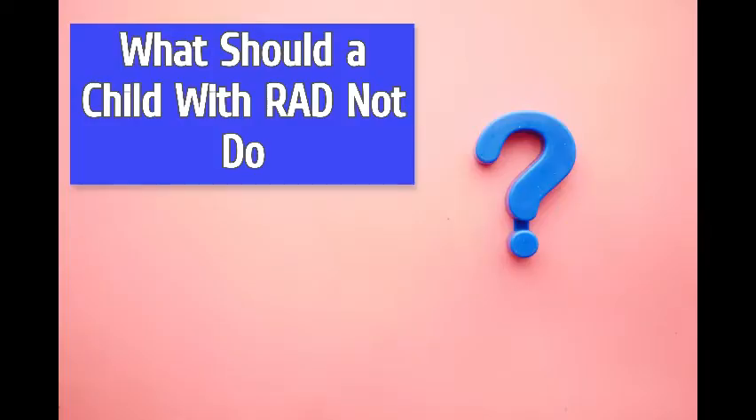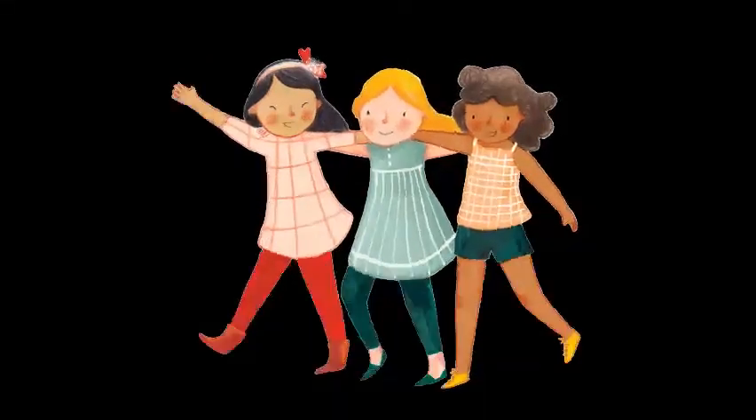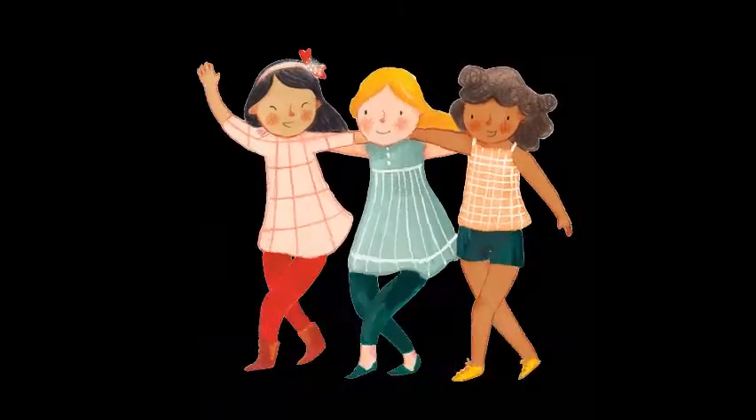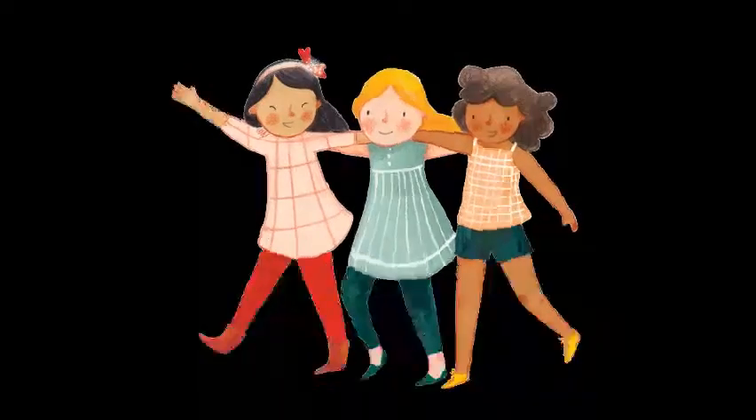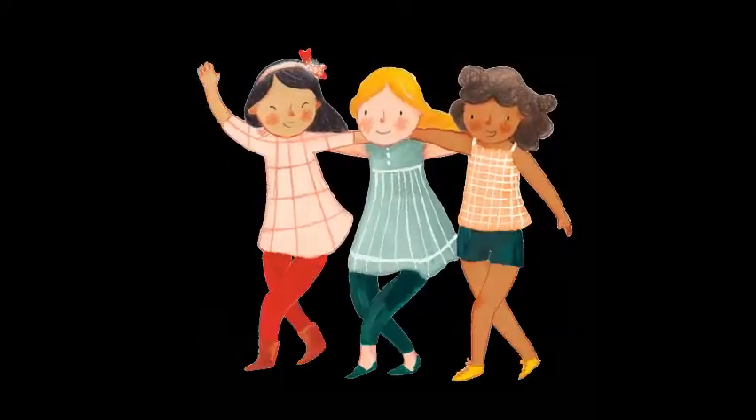What should a child with RAD not do? Children with RAD should not be unsupervised with other children or pets. They also should not be in charge of the relationship or allowed to dominate conversations. They should not attend therapy alone. Adults should communicate and work as a team to provide the best care possible for the child.